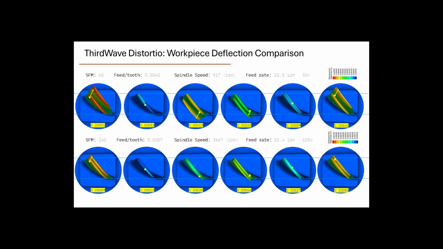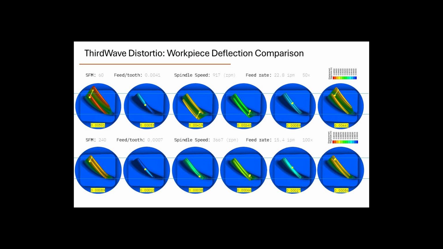So in Distortio, what we can do is run multiple simulations with varying speeds and feeds. Mostly what we do is change the surface feed per minute and the feed per tooth. What I'm showing you here is the result of before and the final strategy that we ended up picking. We could have gone further and done more simulations, but this produced a good result.